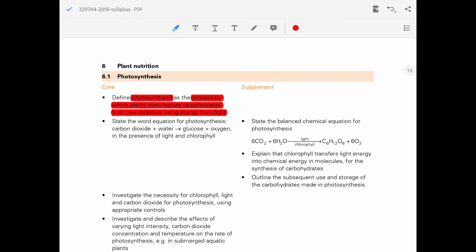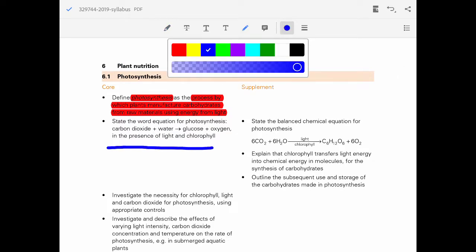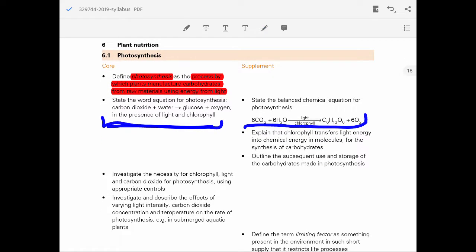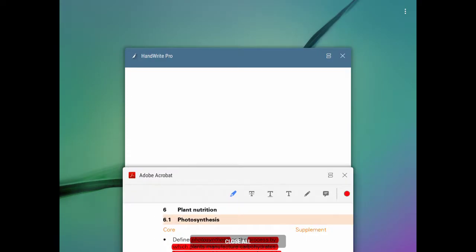Okay, and these are the two equations you need to know. There's the balanced equation for supplement and the word equation for core, but if you're taking a supplement you need to know both of them. Anyways, so I'll just read through everything. Chlorophyll transfers light energy into chemical energy in molecules for the synthesis of carbohydrates. Outline the subsequent use and storage of carbohydrates made in photosynthesis. Okay, I'll be doing that first.